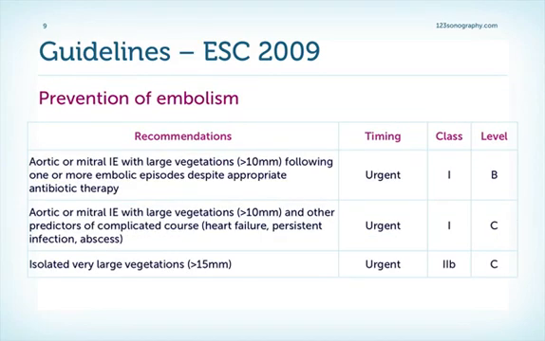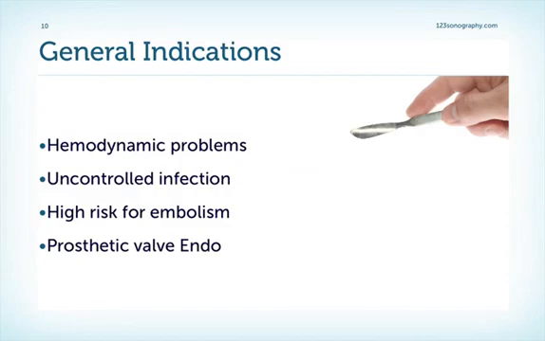And finally, the third group of patients are those where we want to prevent embolism. Usually patients who have large vegetations, and I would also say very mobile vegetations, and especially those who have already had some form of embolic episode. In summary, you should think about operation in those patients who have hemodynamic problems, uncontrolled infection, high risk of embolism, and especially in those patients who have prosthetic valve endocarditis.